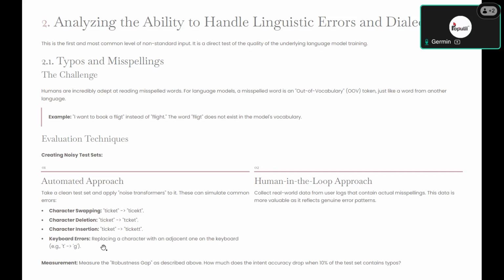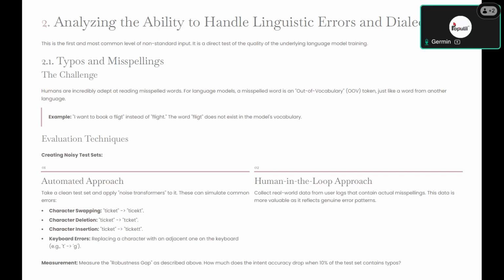So by adding this kind of noise automatically, we can quickly create a large and realistic test set that helps us measure how well the chatbot handles small input errors. And the second method is more realistic, but also more time consuming. Here, instead of generating artificial mistakes, we collect real-world data, actual user messages that include real typos and misspellings. And this kind of data is much more valuable.